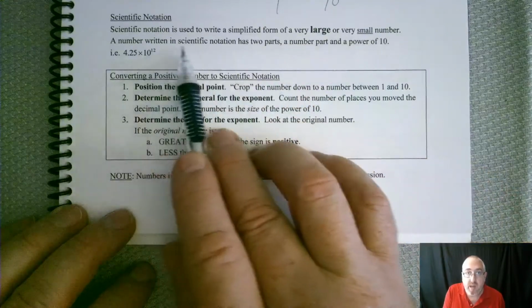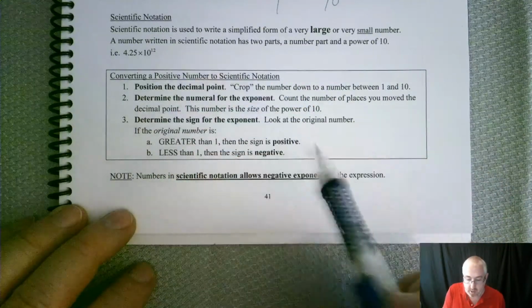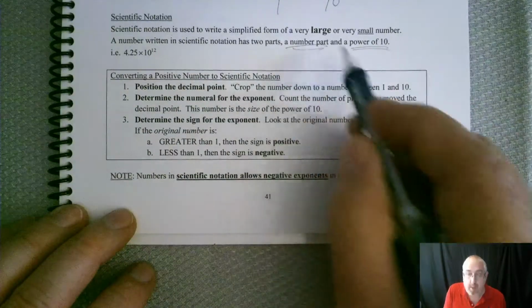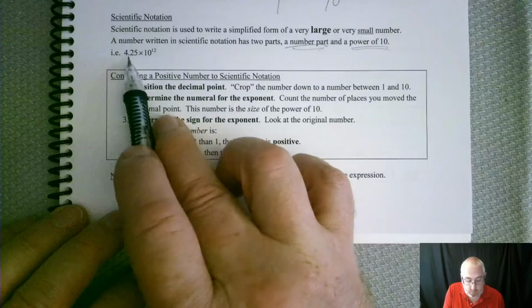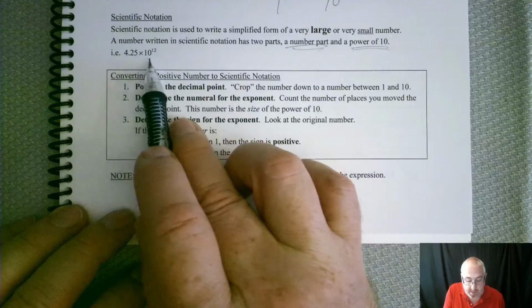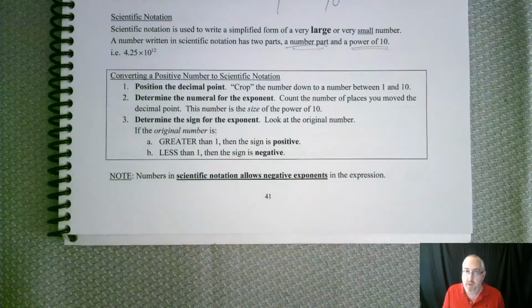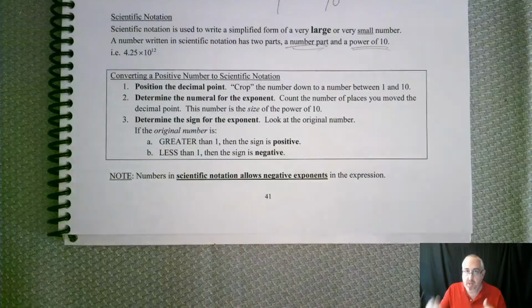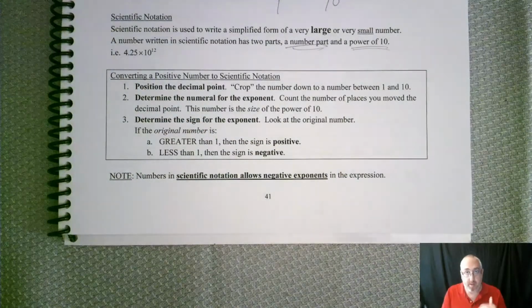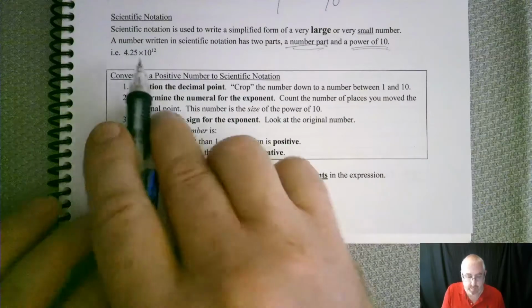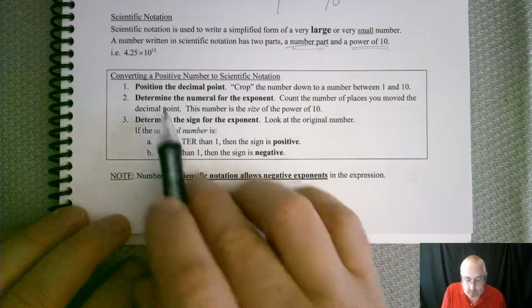A number written in scientific notation has two parts. So it's got a number part and a power of 10. So something like this, 4.25 times 10 to the 12th power. Now, the first thing we've got to learn how to do is make sure we can transform from one form to the other. So we've got standard notation, which is just the regular number, and then we've got scientific notation, which is something like that. So how do we do it?